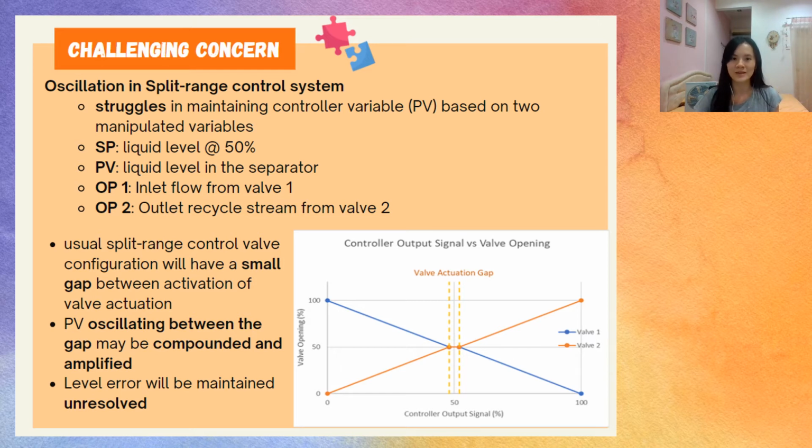In a setup like this, oscillation back and forth across the gap is frequent with any type of gap controller. The oscillation in split range control may be compounded by the fact that many valves do not open or close smoothly while actuating and might cause further error in the system with a fluctuating process variable, and the error will be even greater. So the level error will be maintained and unresolved.